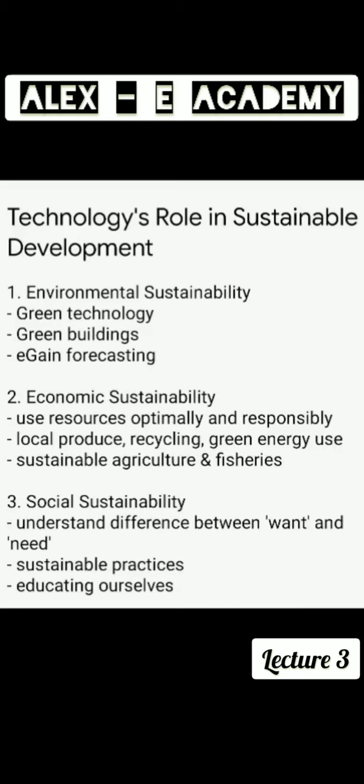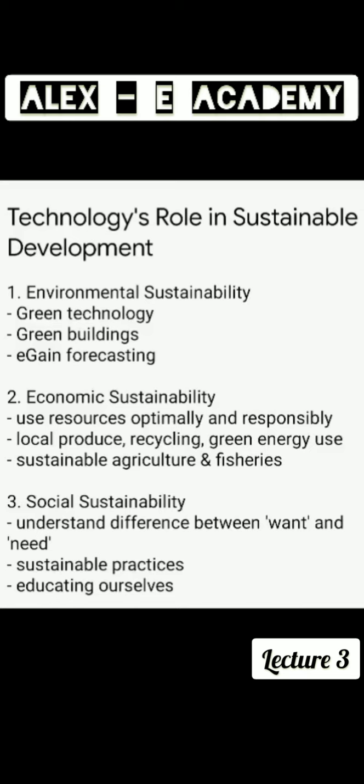E-gain forecasting implies that we can use this e-gain as a weather forecasting to predict how future weather patterns will affect a building structure, and therefore we can understand about the energy consumption and greenhouse gas emission details, etc. These all comes under environmental sustainability.